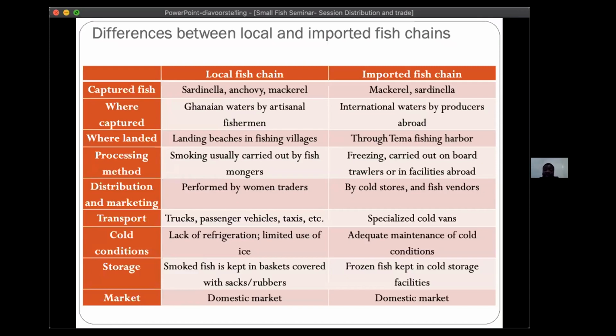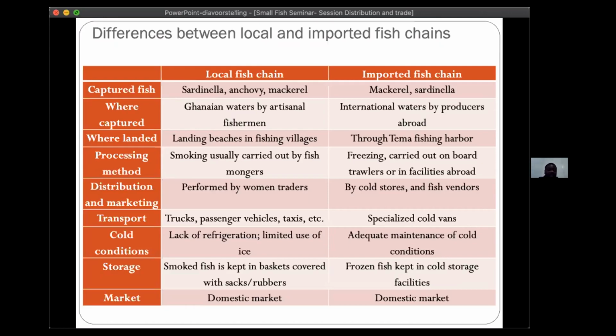We also have the Takoradi fishing harbor in the western part of the country, but in Accra and the surrounding communities, as well as the northern part of the country, it is the fish that comes to Tema that is used to supply these communities. But in the case of the local fishing, the fish is landed at landing beaches across the coastal communities.